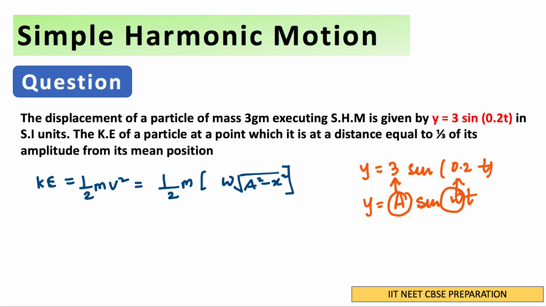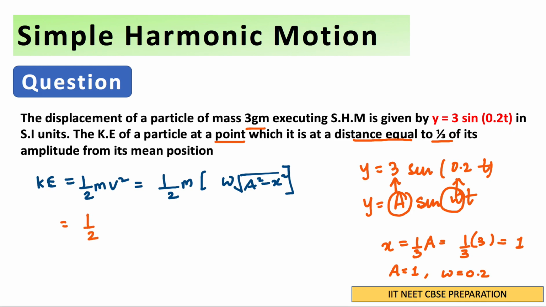And what is x? They are saying the kinetic energy of the particle at a point which is at a distance equal to 1 by 3 of the amplitude. So x is 1 by 3 of the amplitude. So can I write that x is equal to 1 by 3 into 3, so that is equal to 1, right? So x is 1, a is 3, and omega is 0.2. So we have all the values, we just have to put them here and compute. And mass is also given, 3 grams, right?